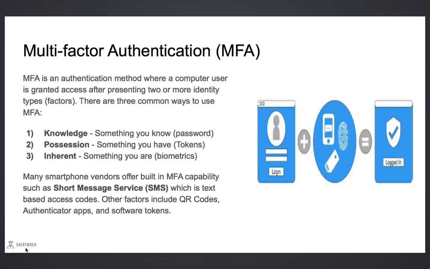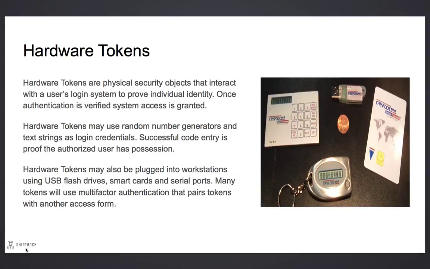Many smartphone vendors offer built-in multi-factor authentication. We commonly use short message service, or SMS, which is text-based access codes. Other factors we may see are QR codes, authenticator apps, and software tokens. Hardware tokens are physical security objects that interact with a user's login system. They help to prove individual identity. Once authentication is verified, system access is granted.